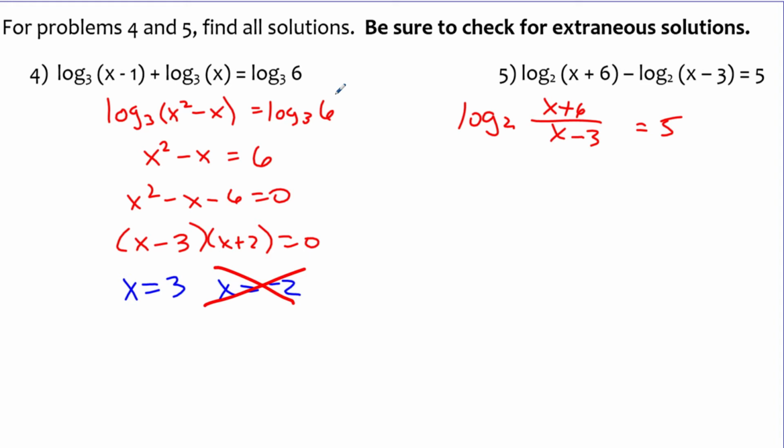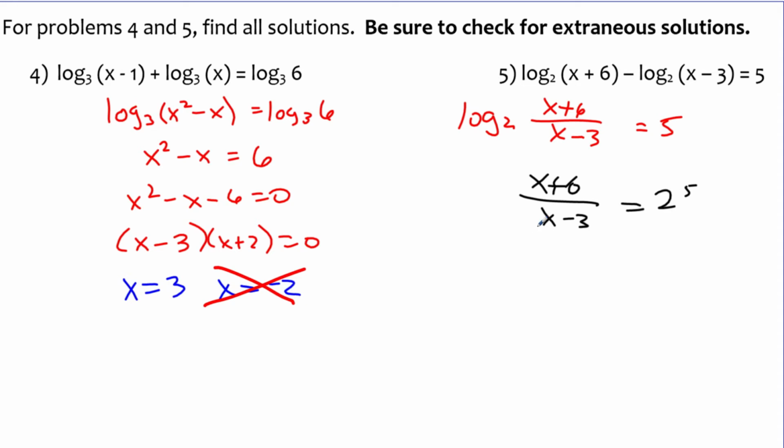Problem number 5 does not have a log on the right, so I need to go back to the definition of what logs are and convert it into exponential form, which is, in this case, base, exponent, output. So I'm going to say that (x plus 6) over (x minus 3) is equal to 2 to the 5th power, okay? So 2 to the 5th power is 32, so (x plus 6) over (x minus 3) actually equals 32, not just 5.